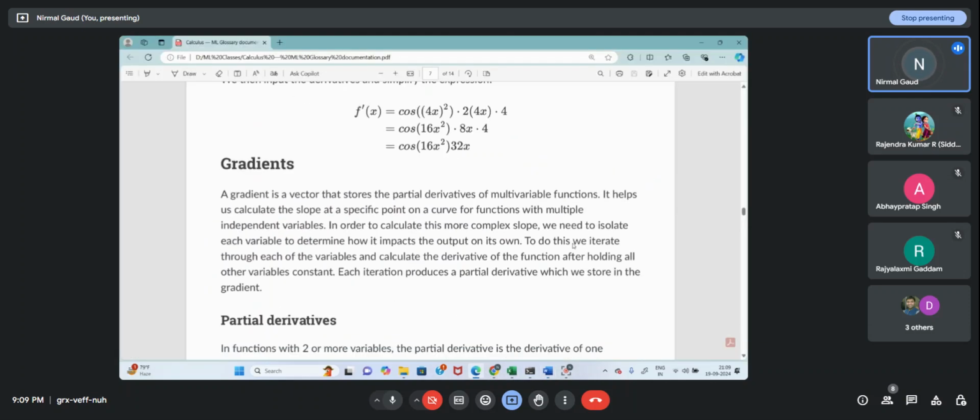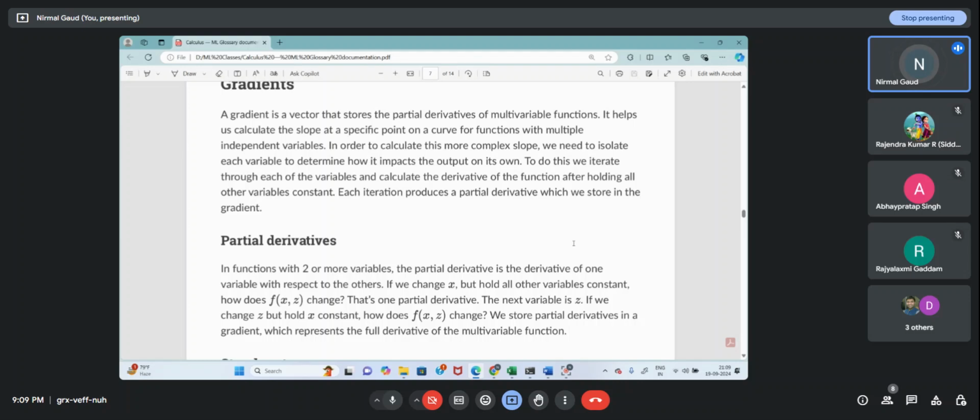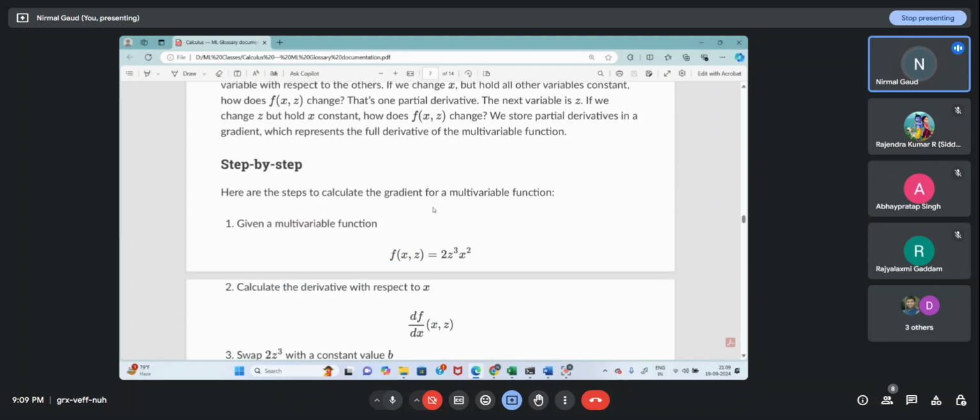Now what next is it saying? Gradient, okay, fine. I already told you. Gradients are the partial derivatives. Gradient is a vector that stores the partial derivatives of multivariable functions, and we do calculate the gradients only. Del y by del x, partial differentiation, that's like gradients. And descent is the opposite direction of the gradient.